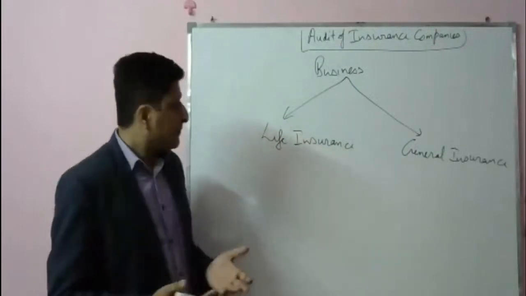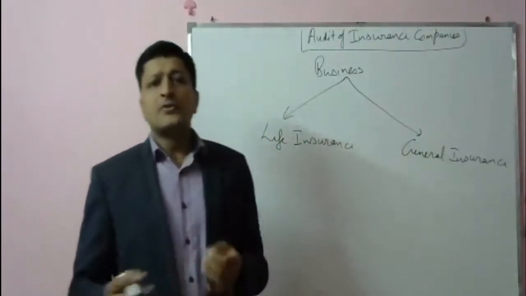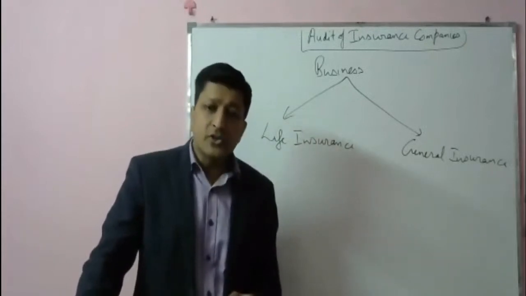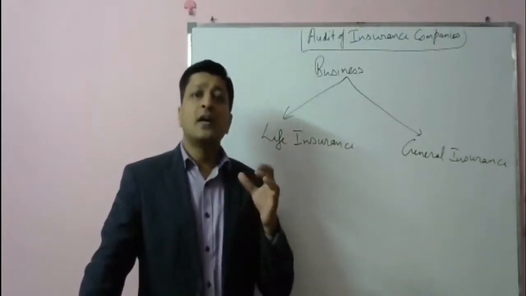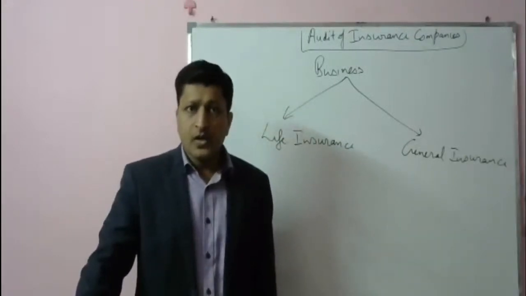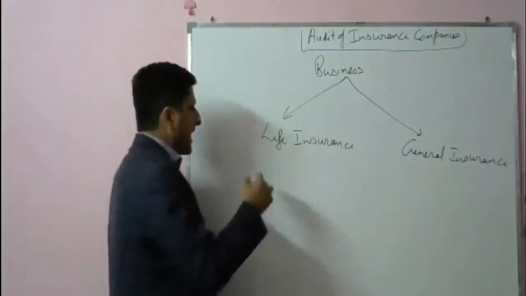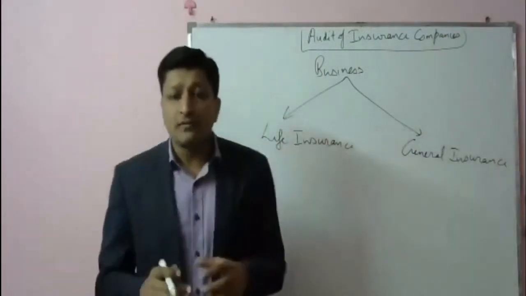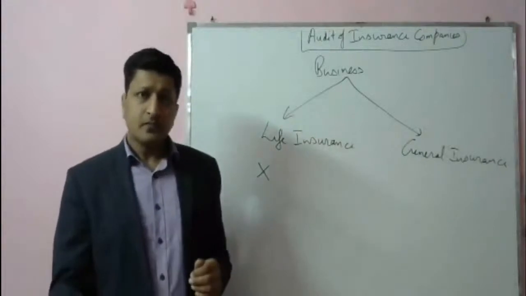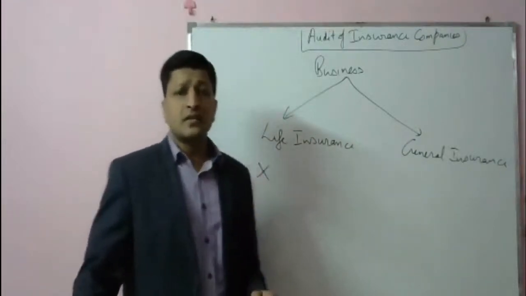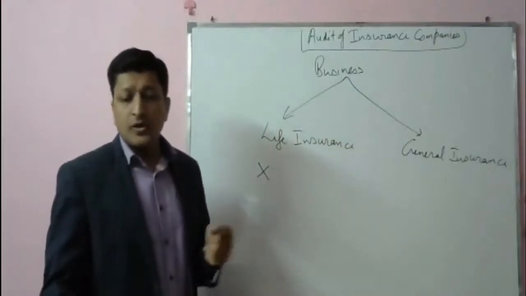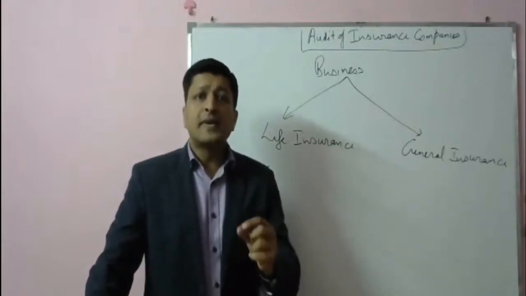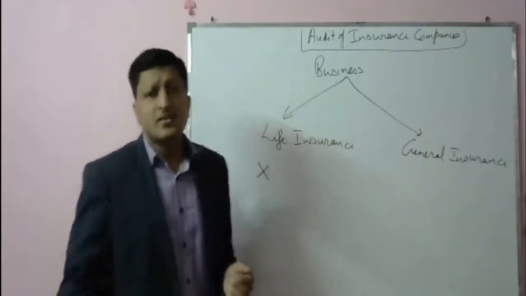Now, what is life insurance? Something we all understand, which is very commonly known to us, wherein the risk cover is provided by the insurance company in respect of the life of the insured. Say, for example, there is a person X. Now, this person X wants to take an insurance cover in respect of his life. It means, after the death of this person, a specified amount will be paid to the legal heirs of this person.